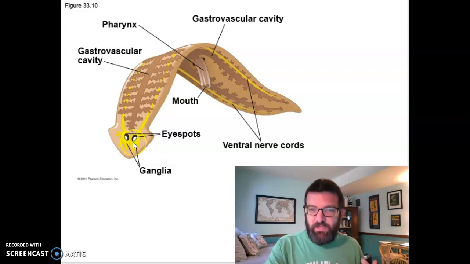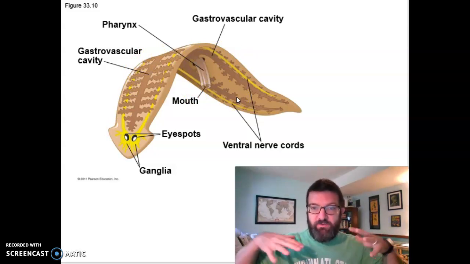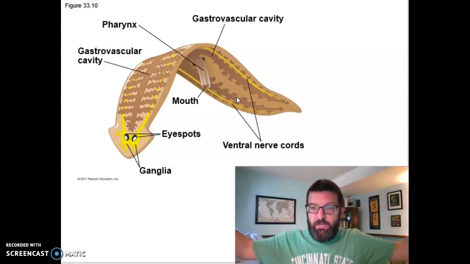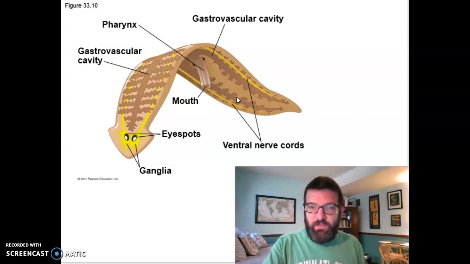These are ganglia, not technically a brain, but there's something like a brain. And they have a central nervous system. They have two nerve cords that go down, one on each side. And this is different from cnidarians, which have neurons, but they have a nerve net that's just distributed equally around their body. It's not centralized.